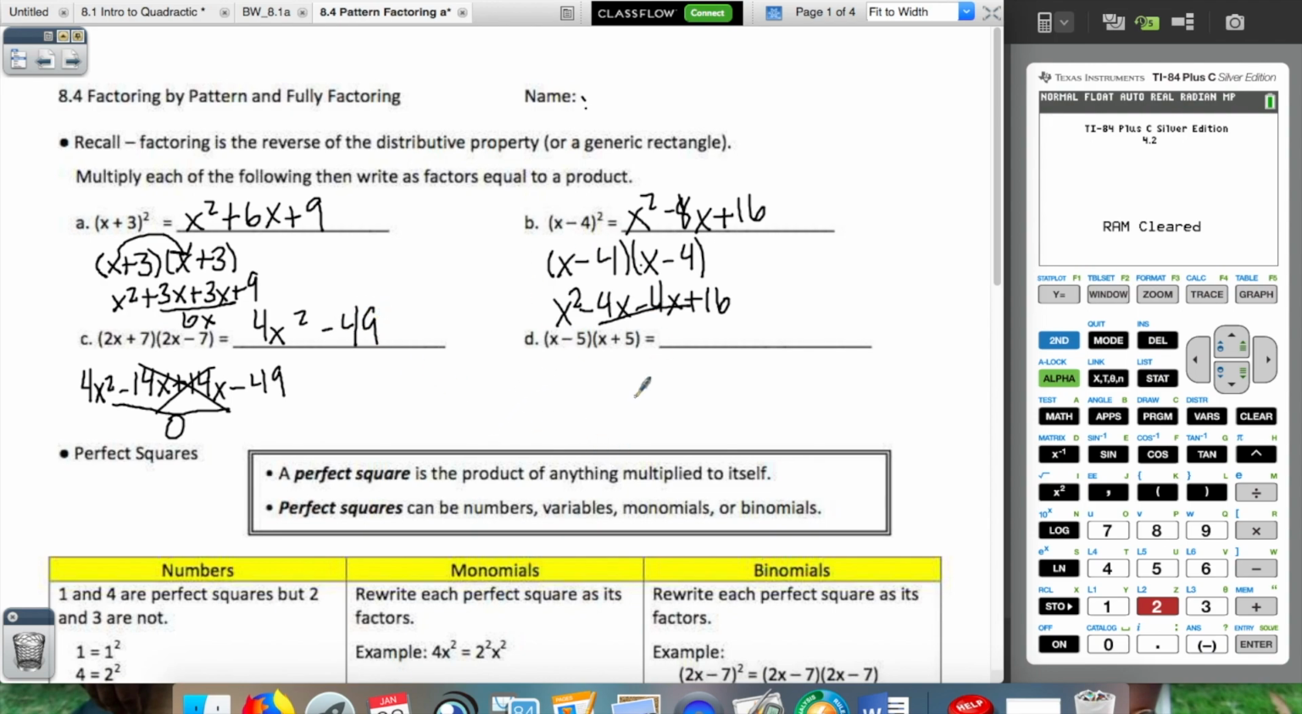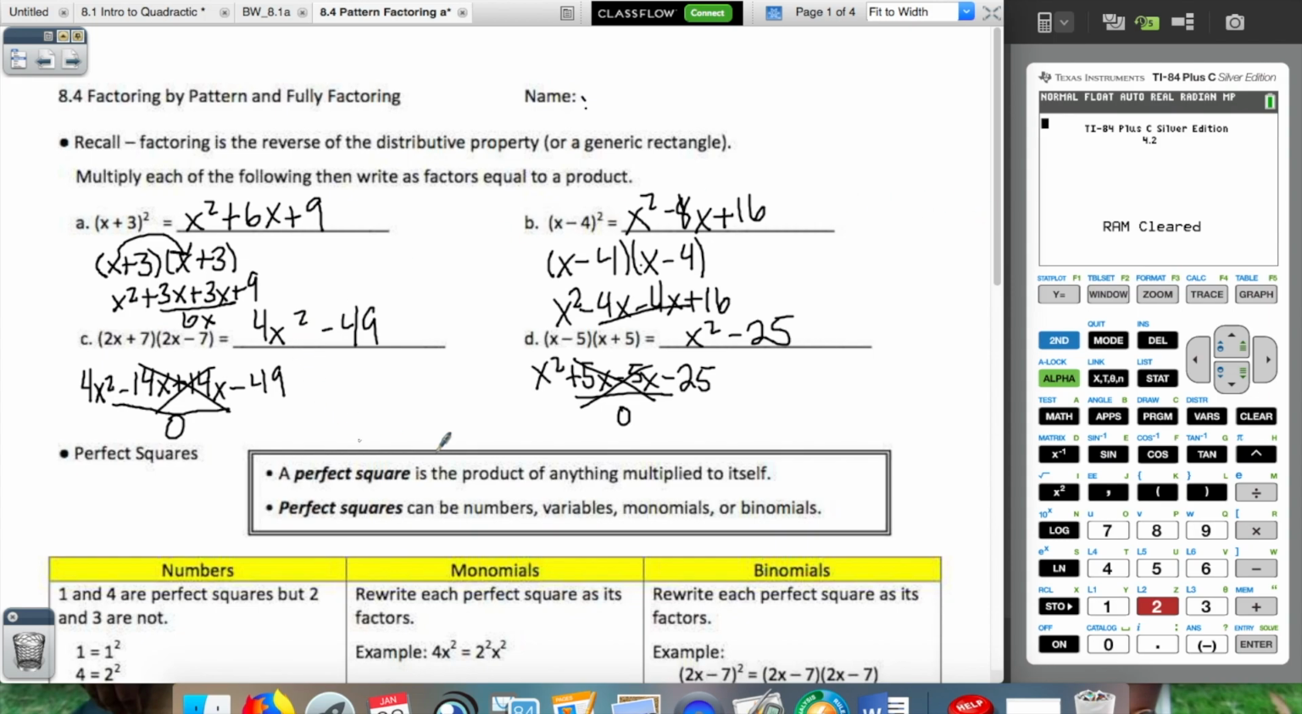Alright, and now we have x minus 5 times x plus 5. X times x gets us x squared. X times 5 gets us plus 5x. Negative 5 times x gets us negative 5x. And negative 5 times 5, oops, forgot the x. And negative 5 times 5 gets us negative 25. Alright, do we have anything we can combine? Yes, we have the 5x and the negative 5x, which is again 0, so we don't need them, which means we're left with x squared minus 25.